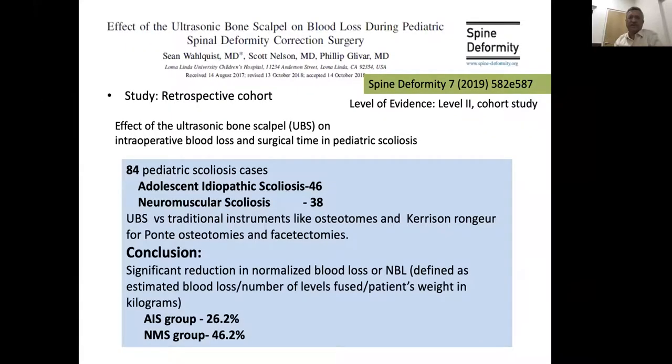This is similar to the experience in the literature. One retrospective cohort article, published in 2019, included 84 scoliosis patients. They compared the UBS versus traditional instruments like osteotome and Kerrison rongeur for Ponte osteotomy and facetectomy. They noticed a significant reduction in normalized blood loss, normalized to the patient's body weight, and more so in the neuromuscular group than in the AIS group. As we are all aware, in the neuromuscular group the blood loss is significantly higher.